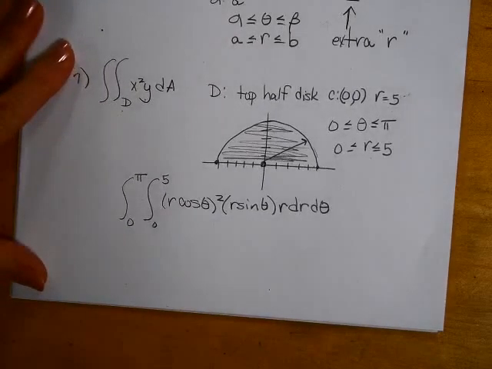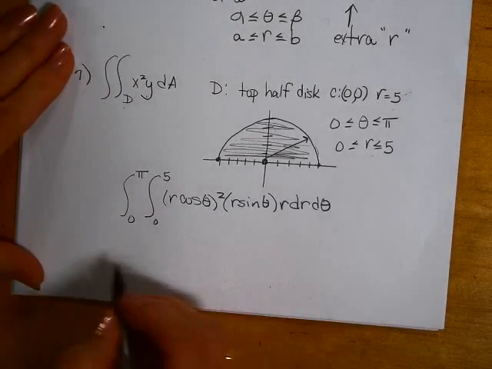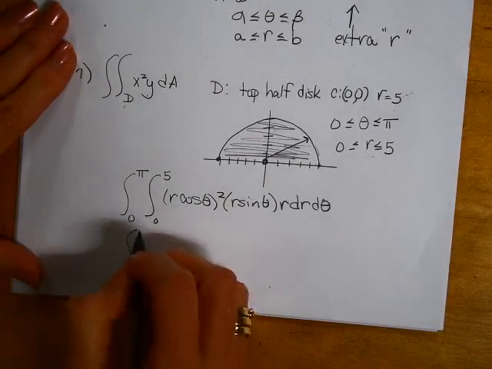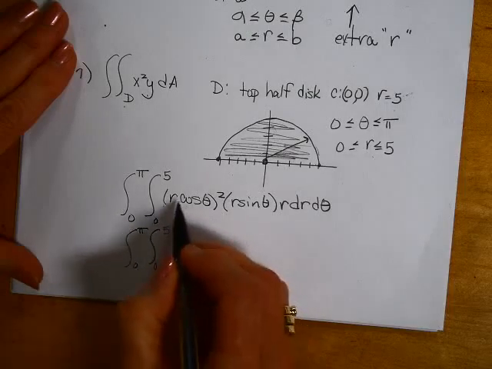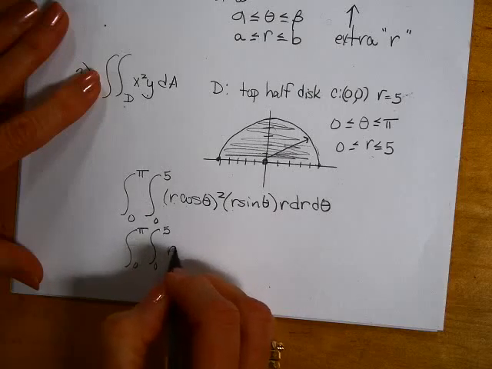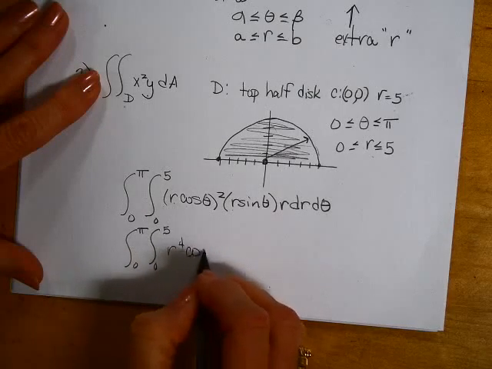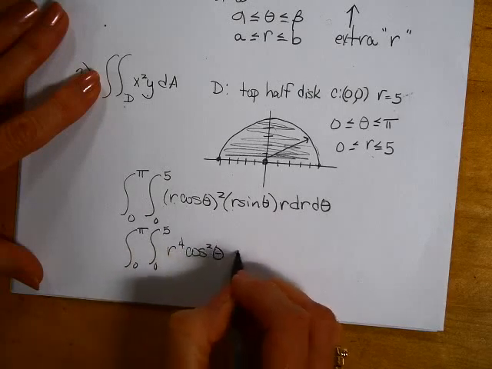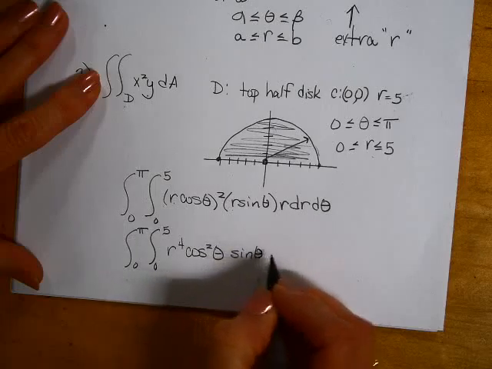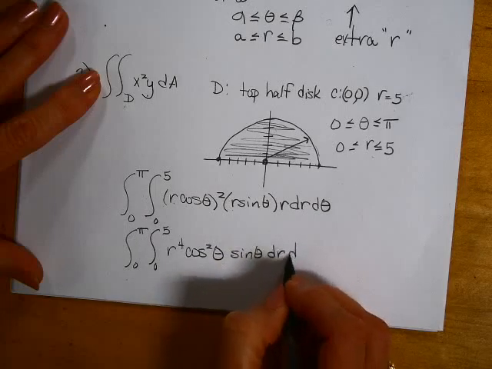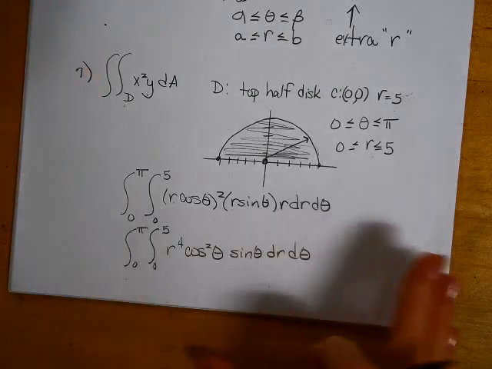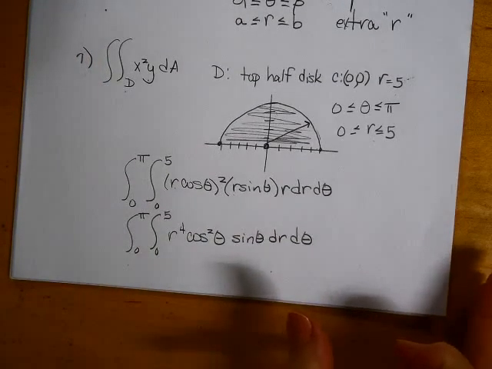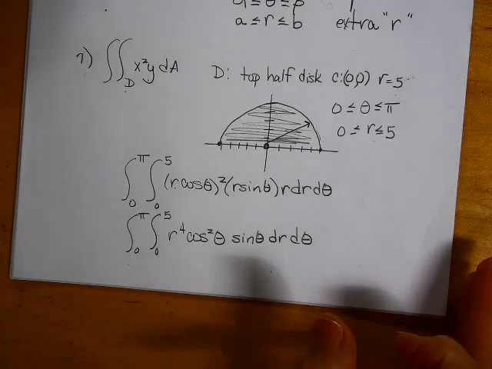And that is what you put in to integrate. And if you want to simplify it a little bit before you start integrating, it would be 2, 3, 4. That would be r to the 4th, cosine squared theta, sine theta, dr d theta. And you start from the inside and work out with your integration.